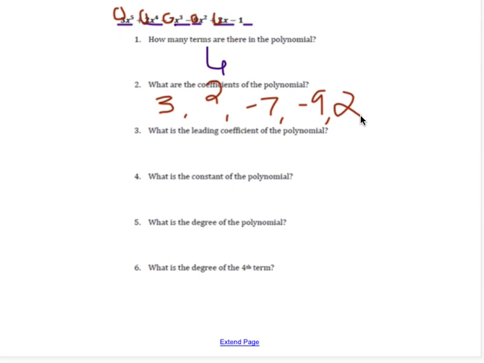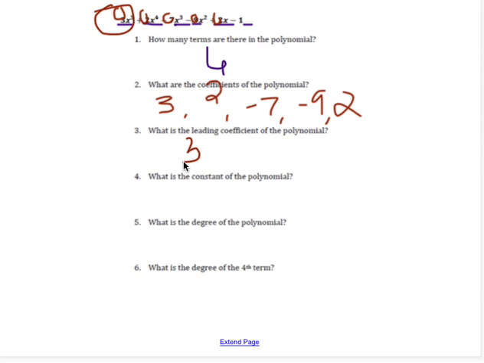What is the leading coefficient of the polynomial? Well, for the leading coefficient, you're going to take a look at the term with the highest exponent, which is x to the 5th. And then you're going to look at the coefficient of that term, which is 3. So the leading coefficient is 3.